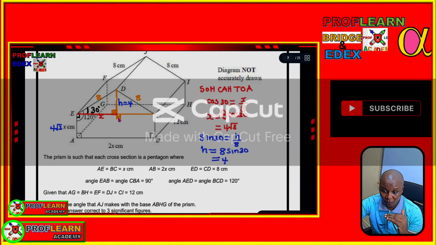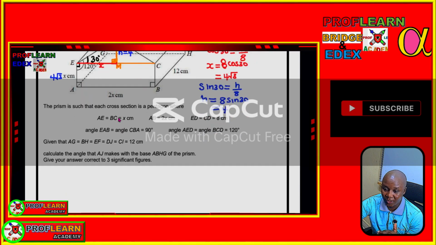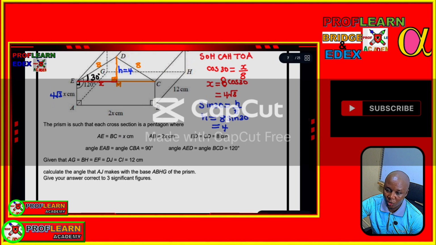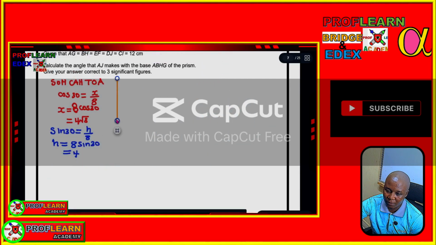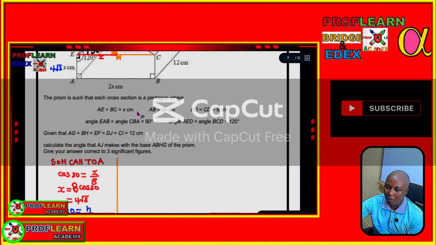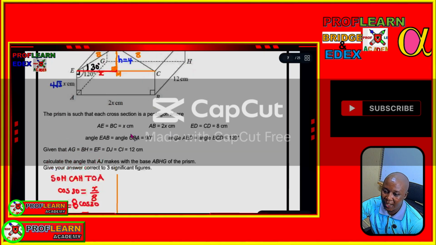So the height MD is 4 centimeters, but remember we are supposed to calculate the angle formed by AJ and the base ABHG of the prism. So we're going to draw it, let me just move it down here so that we can make the examiner happy, and at the same time make our work neat and well arranged.